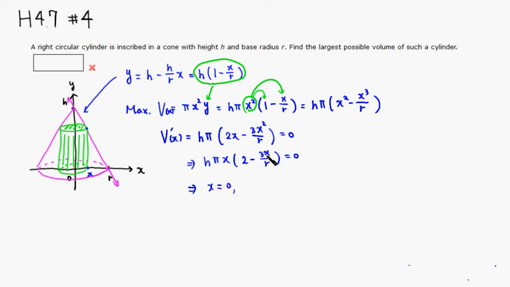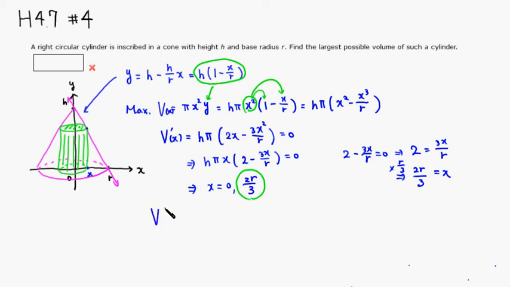Another one is you have to solve 2 minus 3x over r equals 0. This is going to be 2 equals 3x over r. Then you can multiply both sides by r over 3, so 2r over 3 equals x. So we got x equals 2r over 3. And we know that 0 isn't going to be the one because it's going to give the smallest volume. But this one, 2r over 3, is going to give us the maximum.